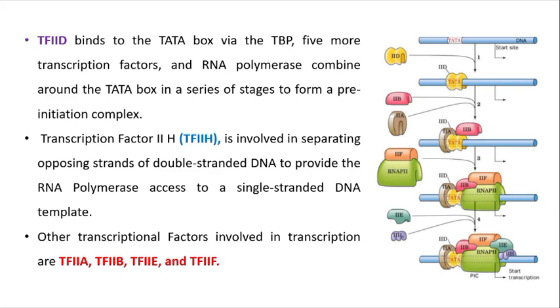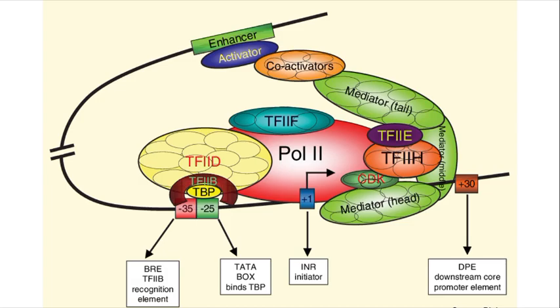Other transcription factors involved in this transcription are TF2A, B, E, F. So just like A to F, but there is no C and G protein. You just leave out the C and G, then the others are A, B, E, F, H. So all these proteins are involved in the eukaryotic transcription initiation process.